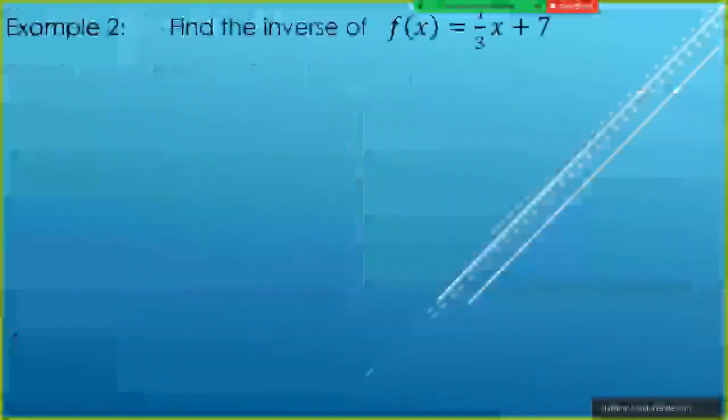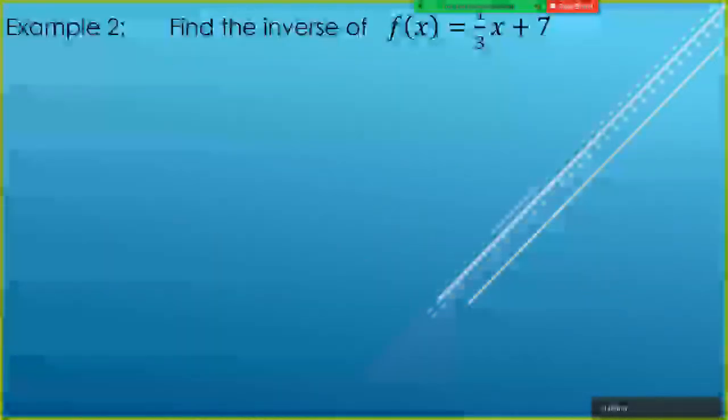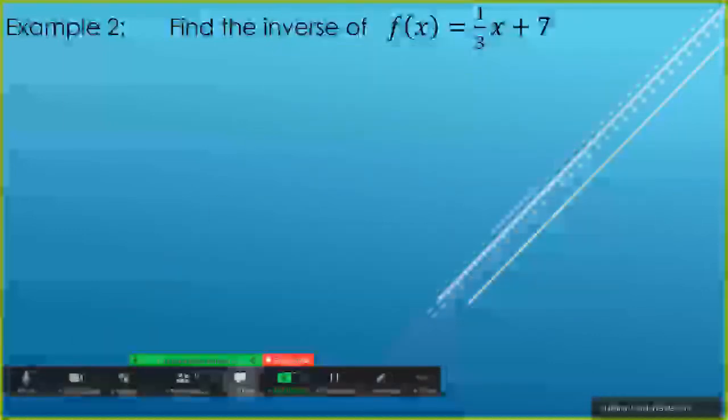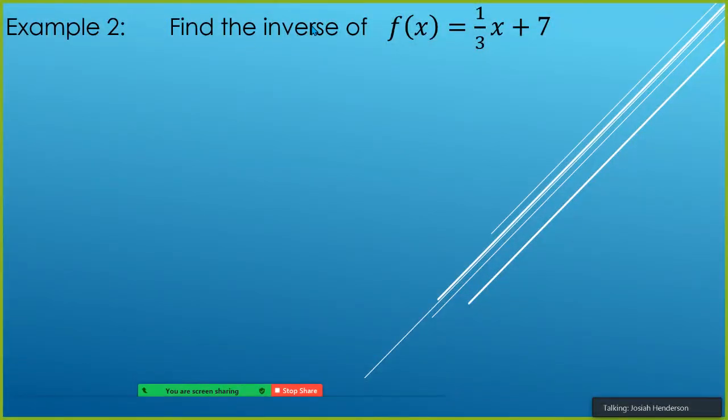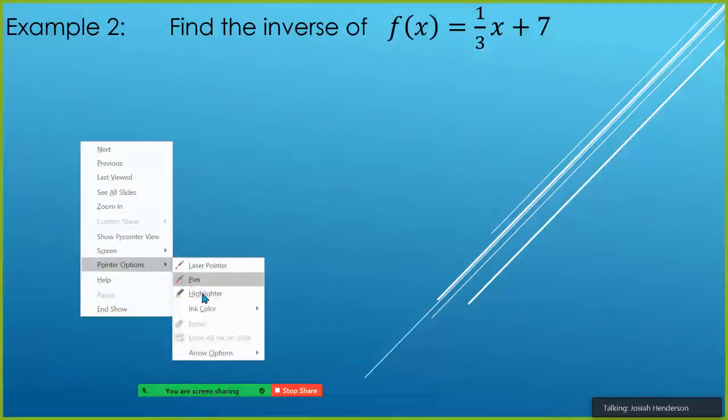All right, let's look at a couple other examples. I'm going to go back. Here's example 2. And we're going to use our steps to find inverses of the different equations. So example 2, find the inverse of f of x equals 1/3 x plus 7. The two steps are swap x and f of x. Swap them. And then solve for f of x. It's just those two steps.